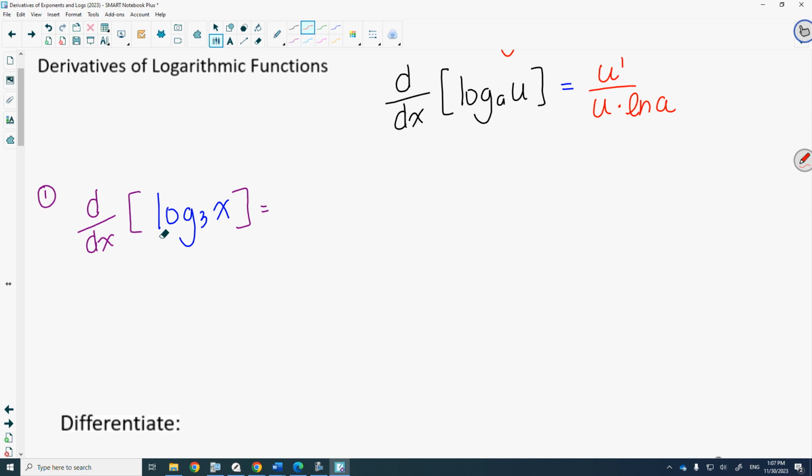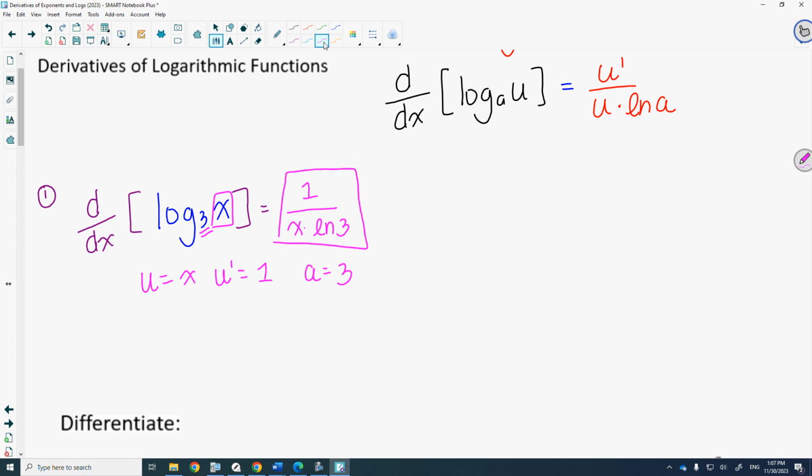So let's look at the log base 3 of x, and let's identify what u is. u in this example is going to be x. u prime is the derivative of x, which is 1. And a is the base of the log, which in this example is 3. So according to the formula, u prime would be 1 all over u, which is x, times the natural log of a, and a is 3. So that would be the derivative of that log function.